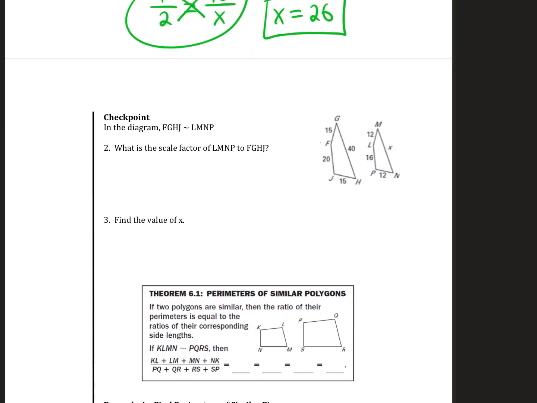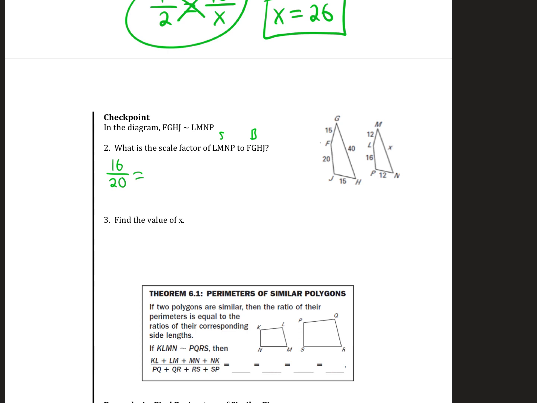Okay, so checkpoint 2. What is the scale factor of LMNP to FGHJ? Okay, let's pick two sides here. Where are some two matching sides? Let's do small to big. Oh, wait, LMNP. Yeah, so we're going small to big, okay? Small to big is how we're comparing this. Let's do 16 over 20, okay? 16 over 20 is LP and FJ.